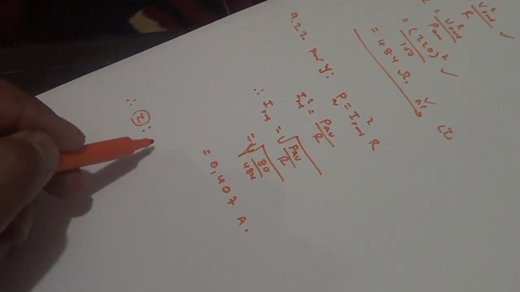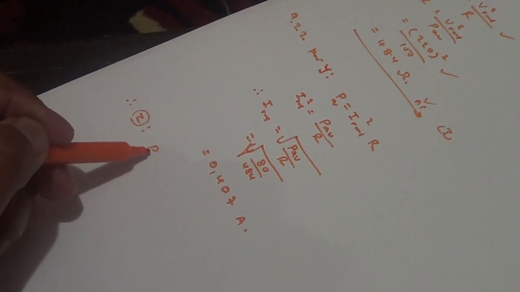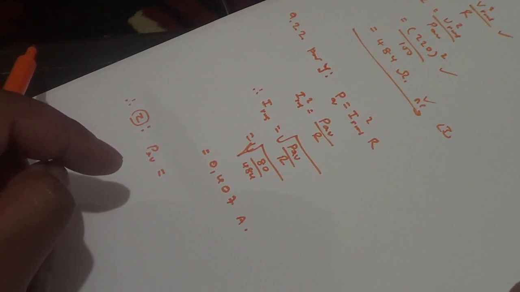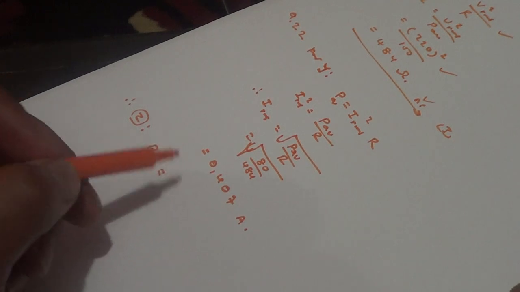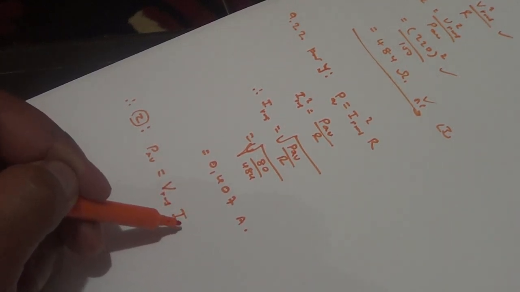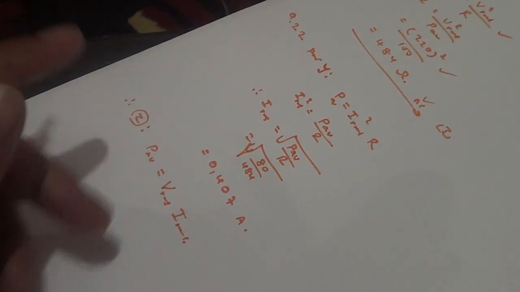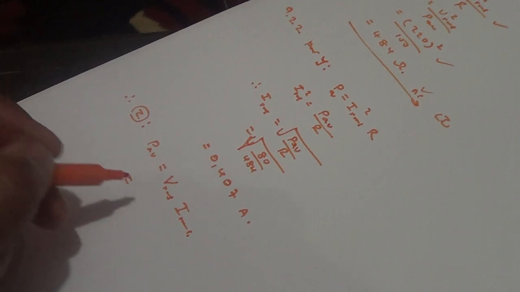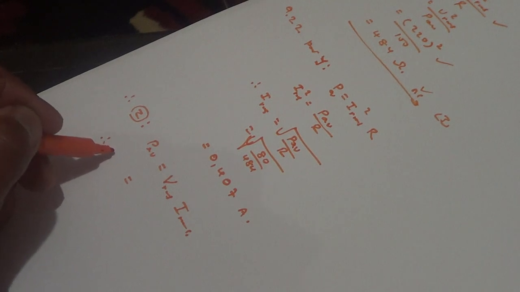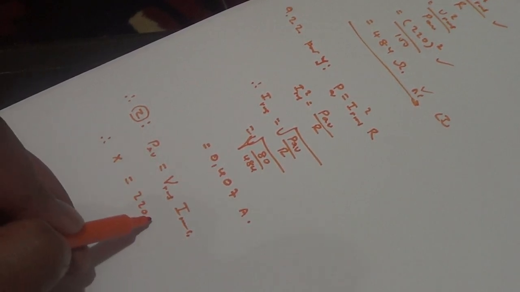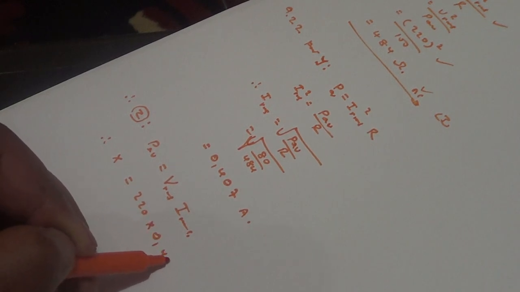So for Z, what do we know? We know that we want the average power, which is going to be equal to... Now, what do we know? We know the voltage, right? So this is going to be V RMS multiplied by the current RMS, because I don't see any other way we can deal with this one. So we can say, therefore, the power rating was X. So therefore, X is equal to the voltage they told us, 220, multiplied by 0.407.